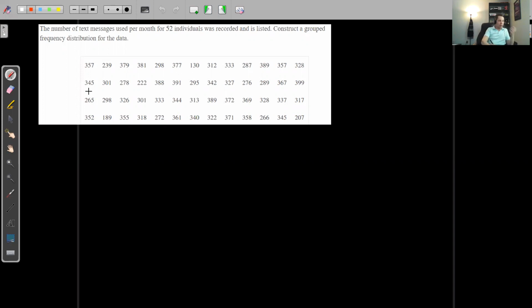So if I go through my list very carefully, it looks like 130 is the smallest and 399 is the largest. So when creating a group frequency distribution, we tend to start at the lowest number. Now, you don't have to start at the lowest number. I could start at 100, for example. In this case, I'm going to go ahead and start at the lowest number of text messages. And we're going to start it off at 130.